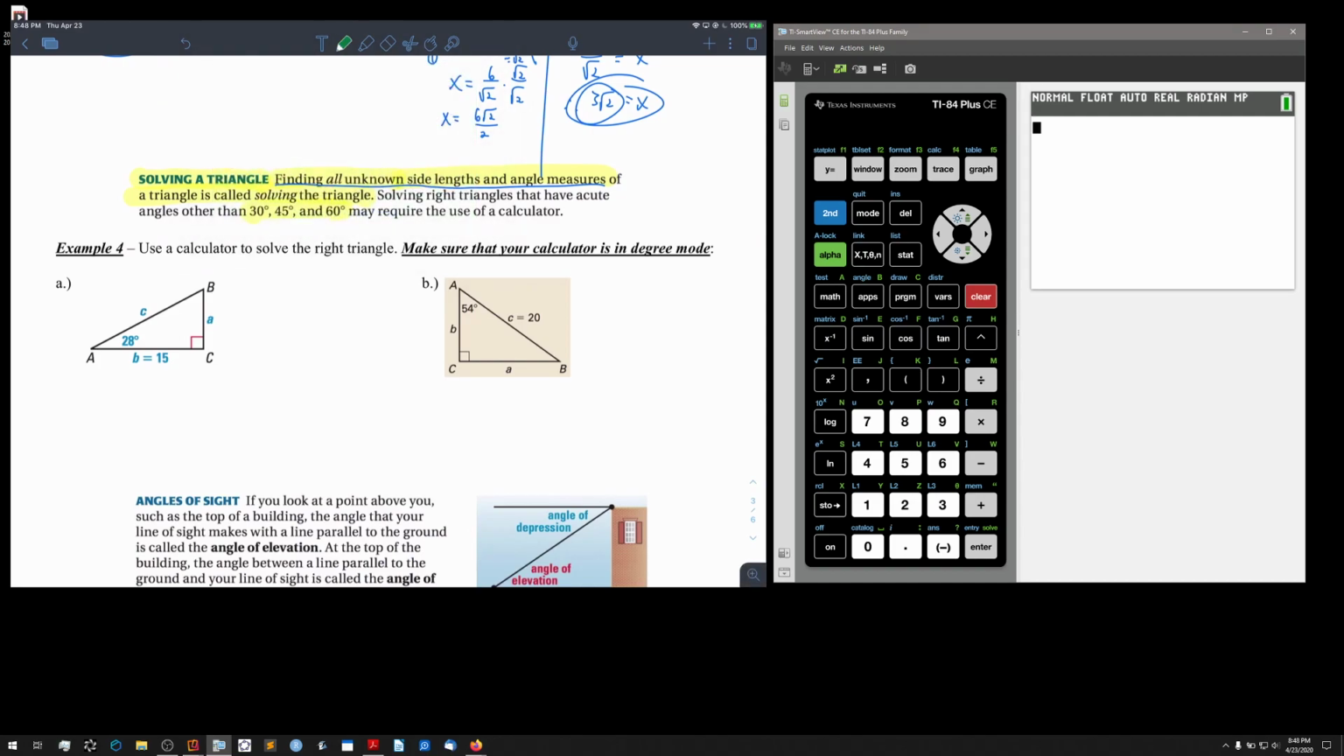Okay, so we want to solve the right triangle, and now here comes the reason why I have my calculator on the screen: make sure your calculator is in degree mode.